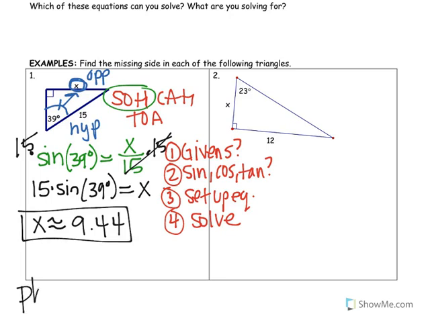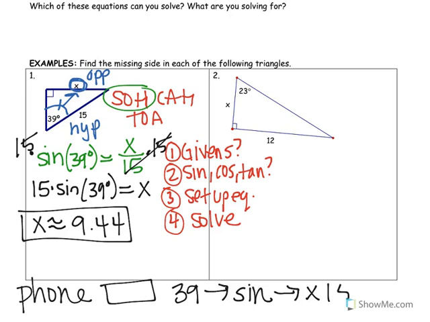If you are using your phone, we go about it this way. First of all, your phone has to be turned horizontal so that you have the multiple options on the calculator. You're going to hit 39, then hit sine, and then hit times 15. It's a little bit different, so if you're using your phone, it's a little bit trickier. But we get 9.44.